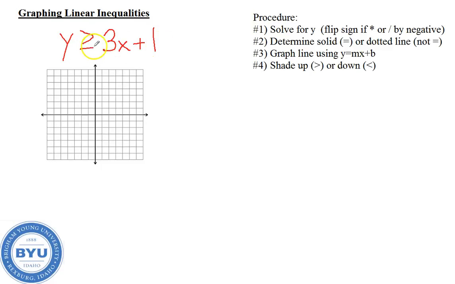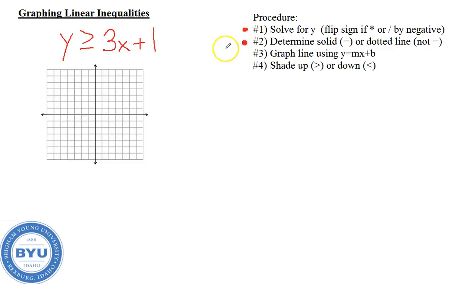When it has an inequality in it, there's going to be a four-step procedure that you're going to want to follow when graphing this inequality. Step number one, you're going to want to make sure to get y by itself. In this problem, we already have y by itself, so we can continue with the next step.